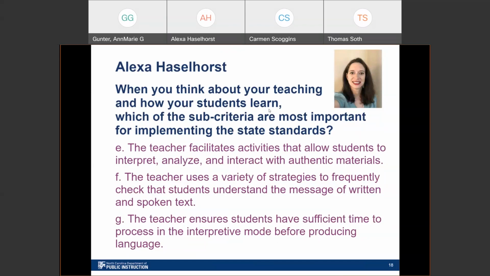Great. I'm going to look too just briefly, and I'll do this at the end of each presenter's overview, to see if there's any questions in the chat box that you have, in this case for Alexa. I do notice that E, F, and G that Alexa talked to us about are also popular choices for you in our poll. So take a look too at that. Consider that we have about a third, on almost each one, who said that that's a sub-criteria that's very important for implementing our state standards.